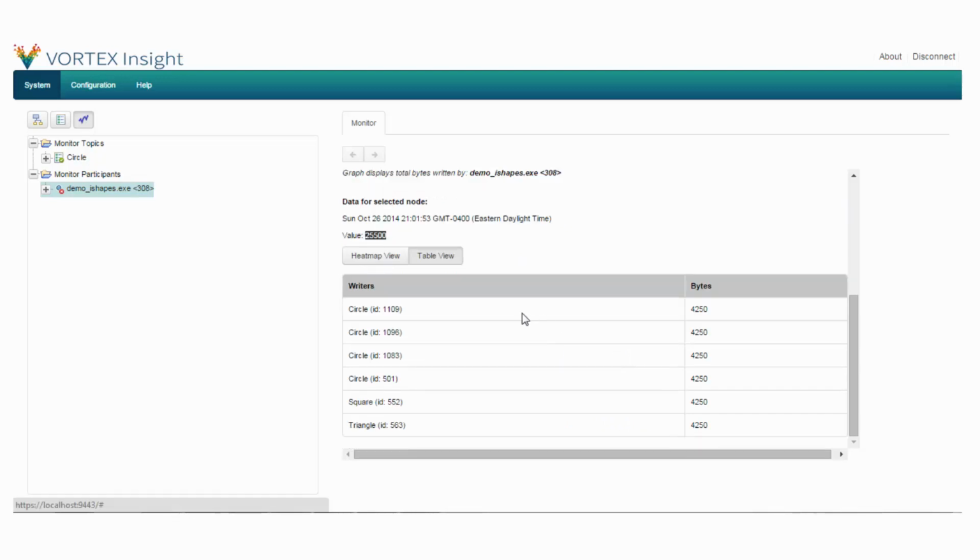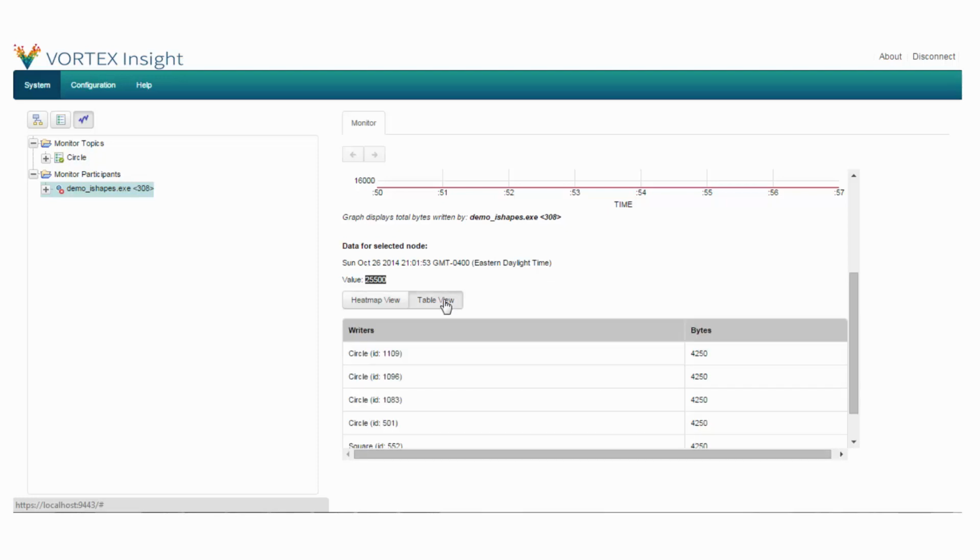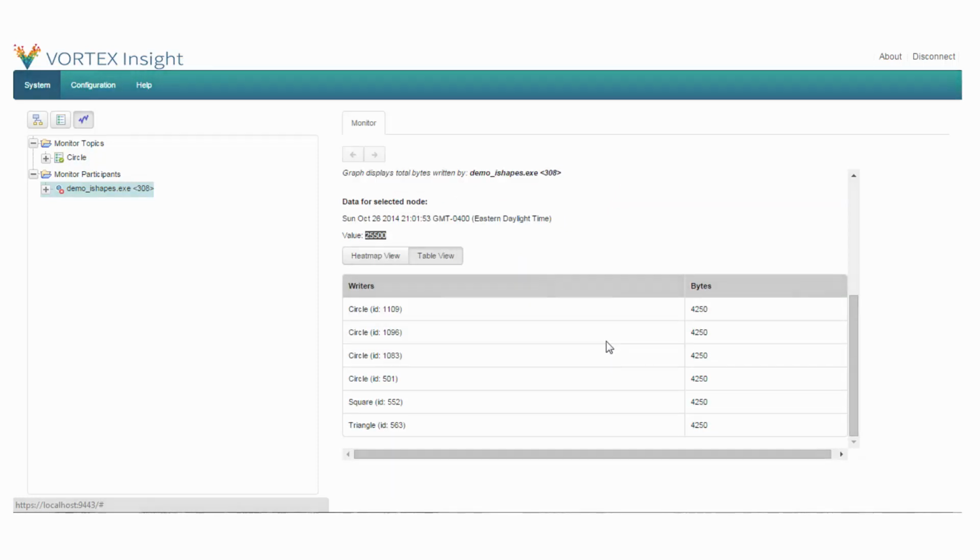Both views provide the same information, that is, all the entities that are involved in the traffic, as well as the contribution of each of those entities. This allows us to quickly identify the offending entities and to adequately address the problem in our system.